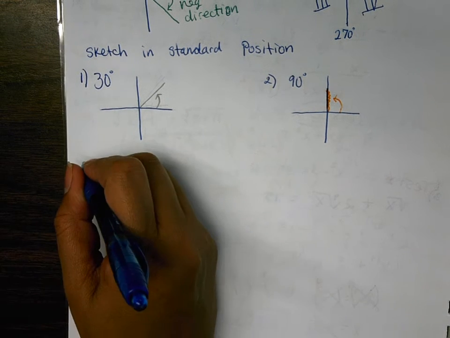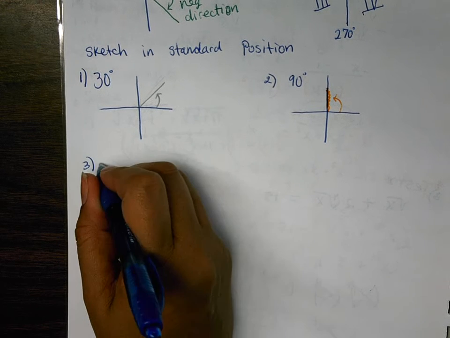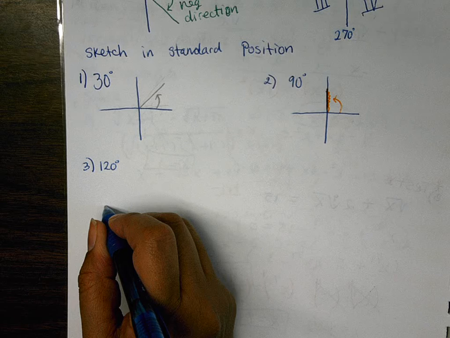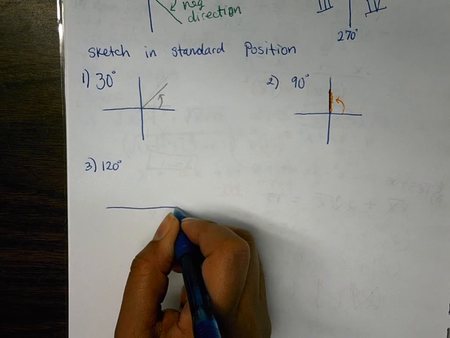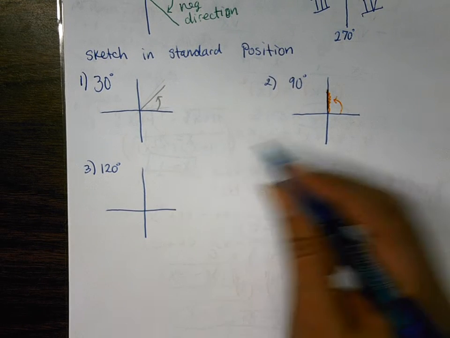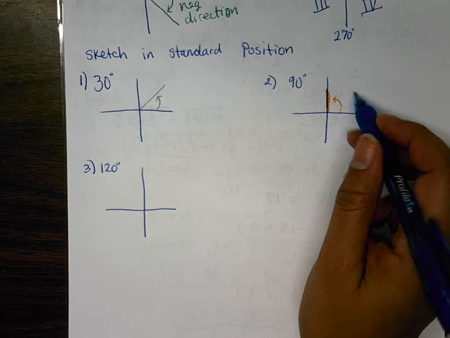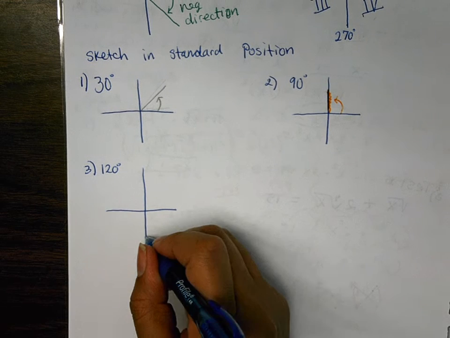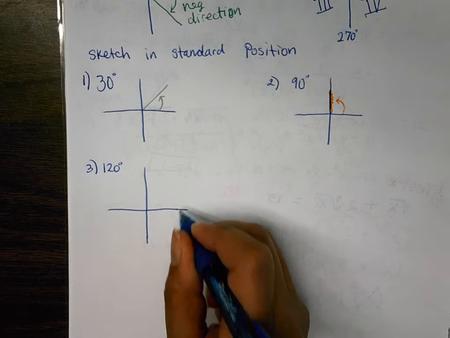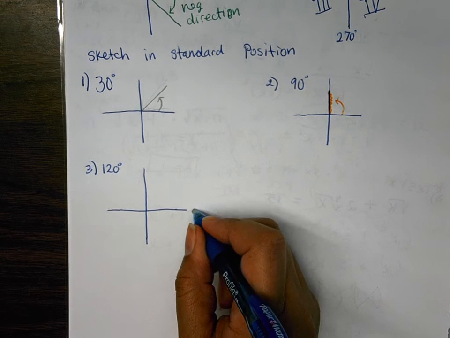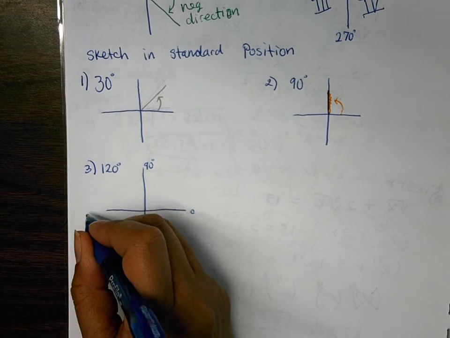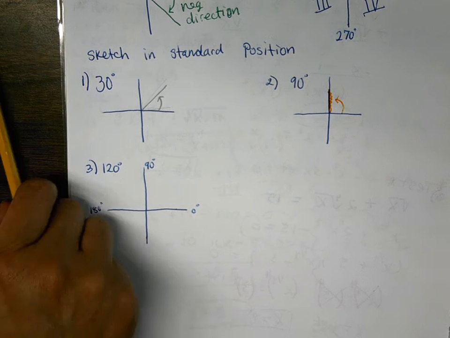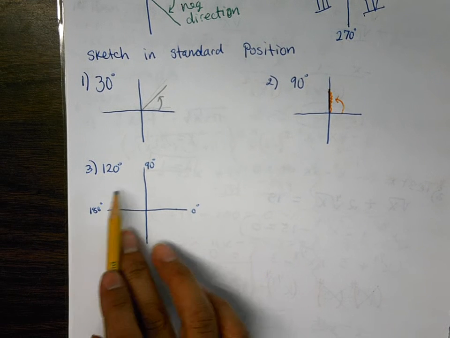All right, number 3, 120 degrees. Is that still in quadrant 1? No. Quadrant 1 is between 0 and 90. All right. Now, think about your numbers. This is 0, this is 90, this is 180. Which quadrant would it be in? It'll be in quadrant 2.